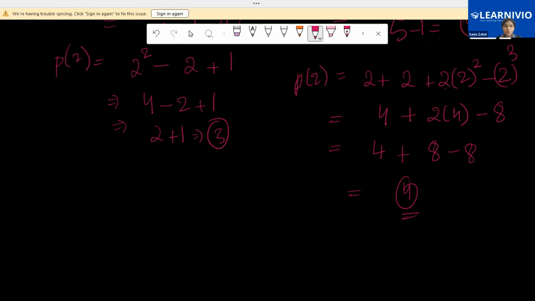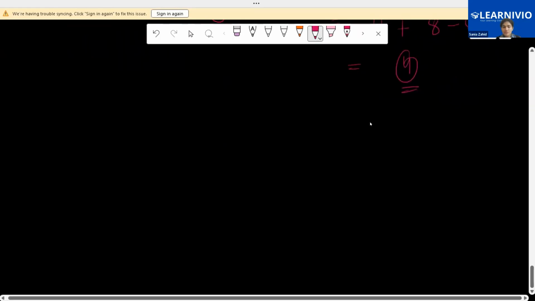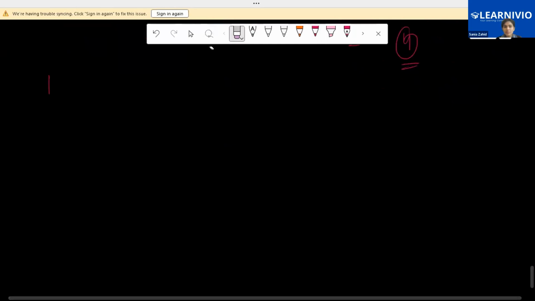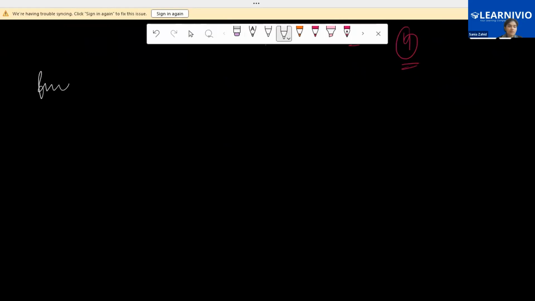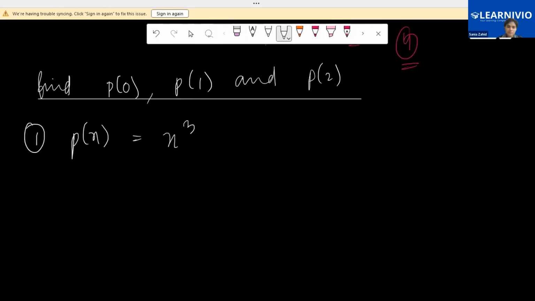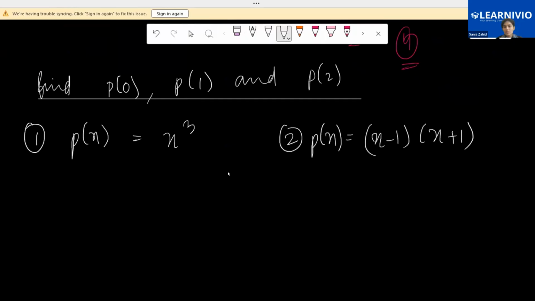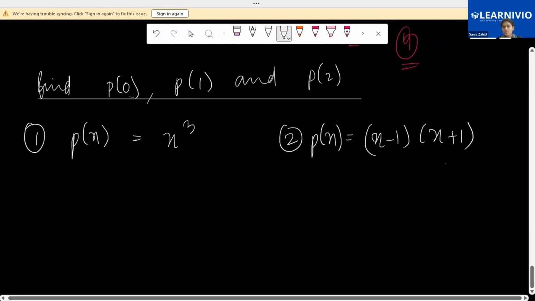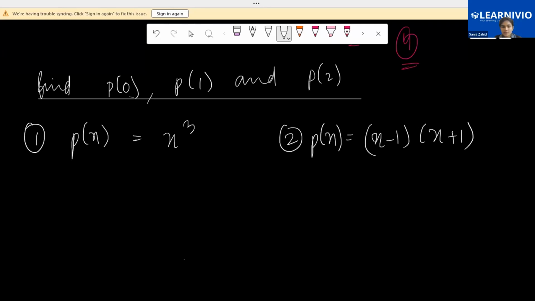Now, we have two more polynomials, the same question only. You have to find P0, P1 and P2. Okay, and the polynomials are given. Quickly do this. Find all these three values for both of the polynomials. Children, please complete this much. I'll be right back in a minute, okay? By the time you have completed.